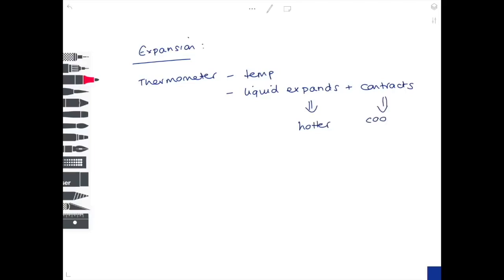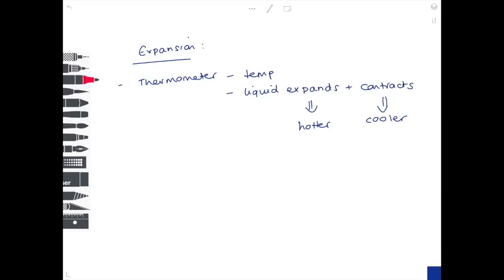So using a thermometer, remember that's used to measure the temperature. And in a mercury thermometer, the liquid inside expands and contracts dependent on the surrounding temperature. So the hotter it is, the greater expansion you see, the higher the reading of the thermometer. When it's cooler, the liquid contracts, so you see a lower reading.